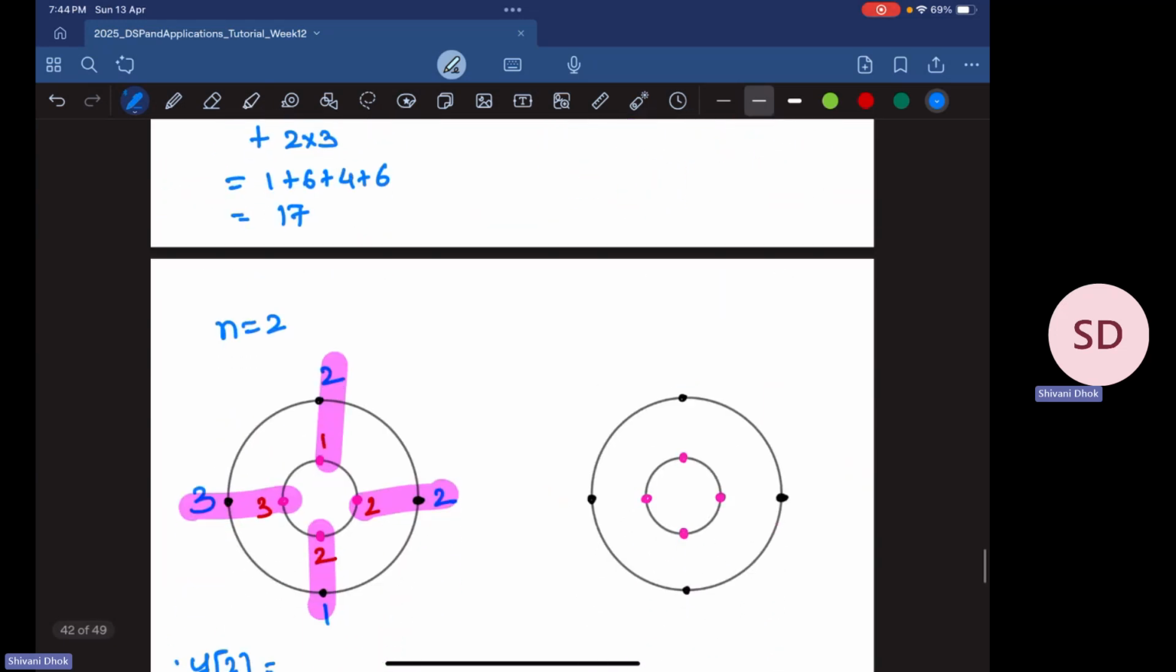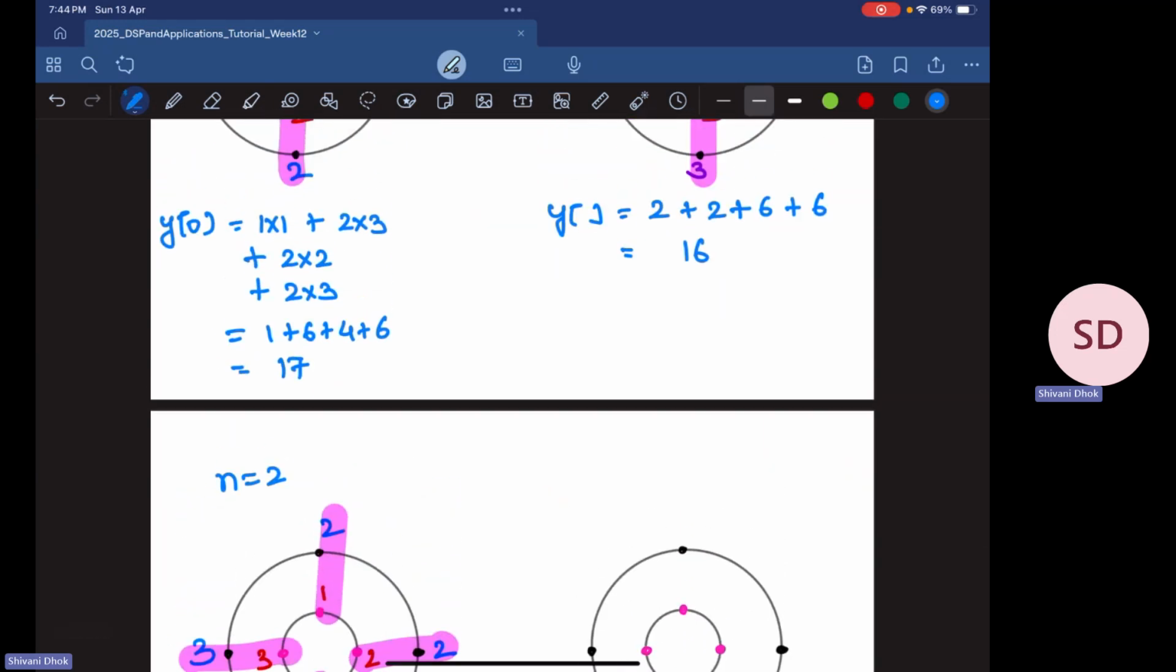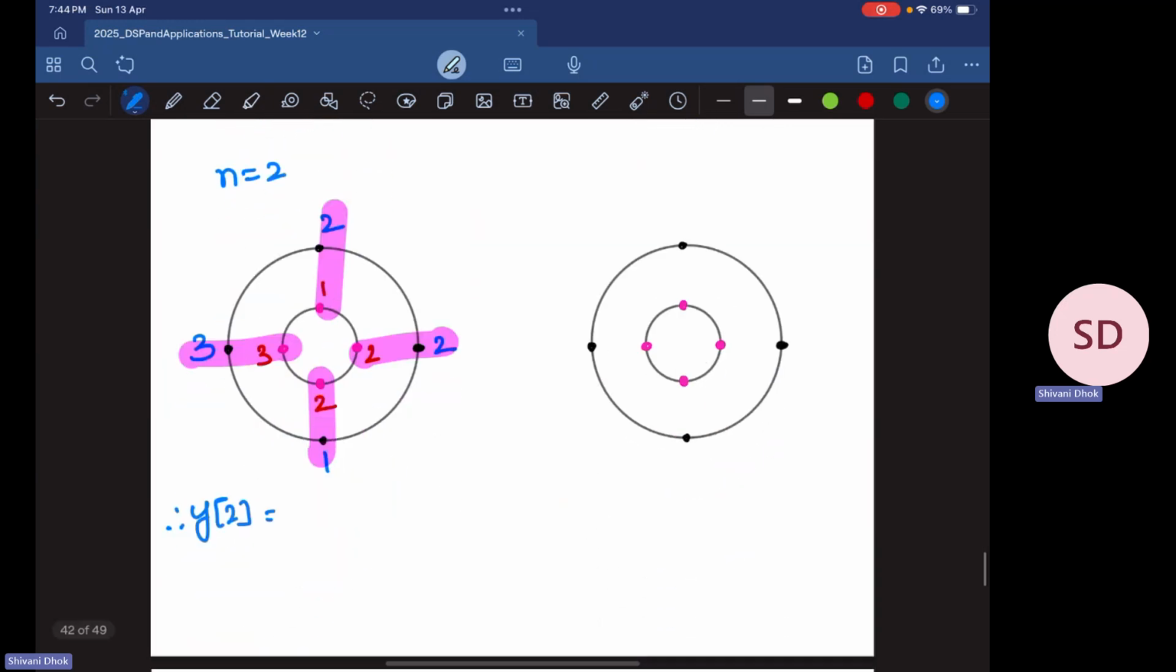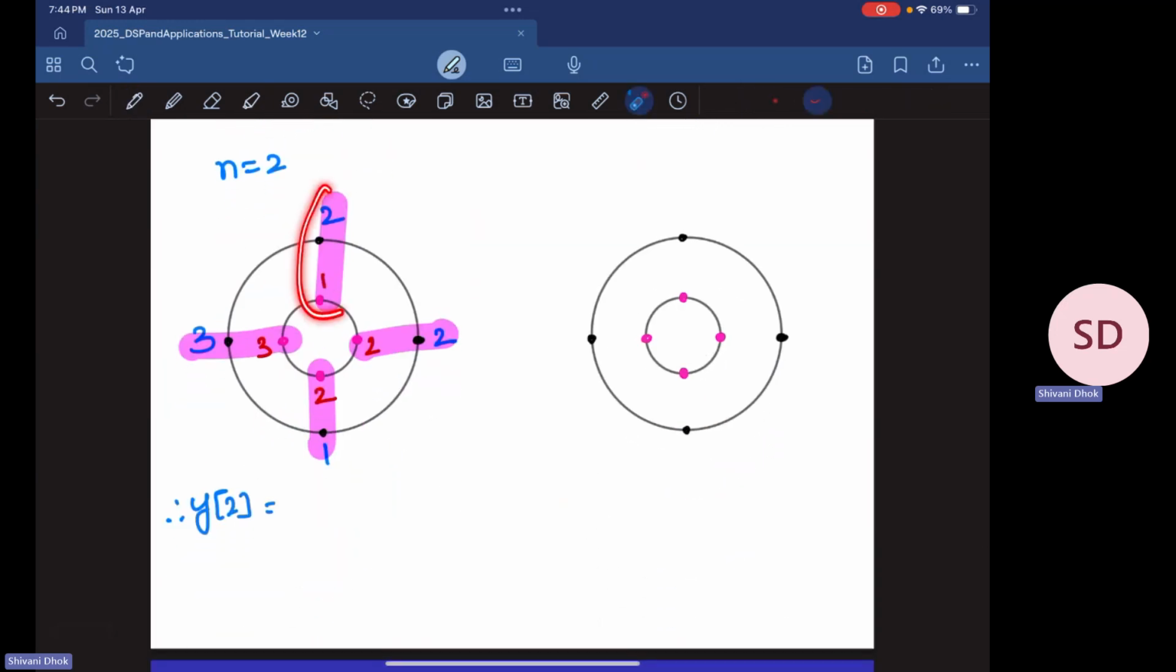Okay. So therefore, y of 2, so let me write it properly, this is y of 1. Okay. So this y of 2 will be equal to 2 into 1, that is 2, plus 2 into 2, that is 4, plus 2 into 1, that is 2, plus 3 into 3, that is 9. So this comes out to be equal to 17.